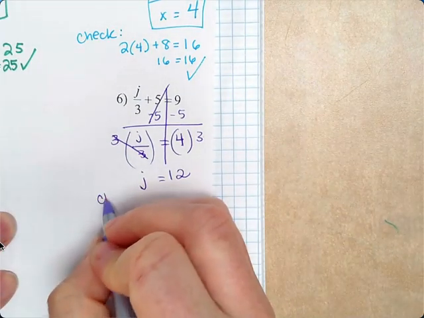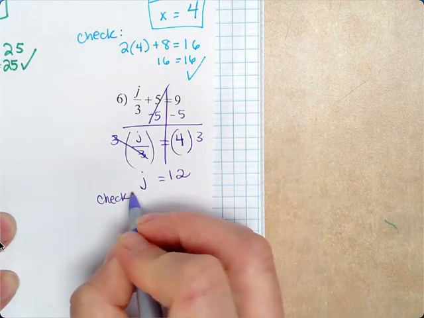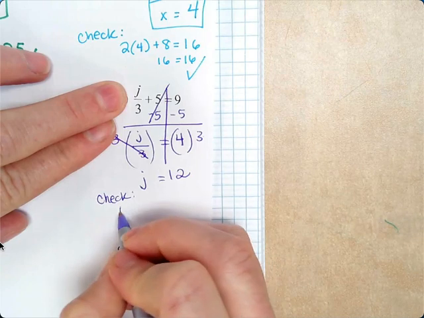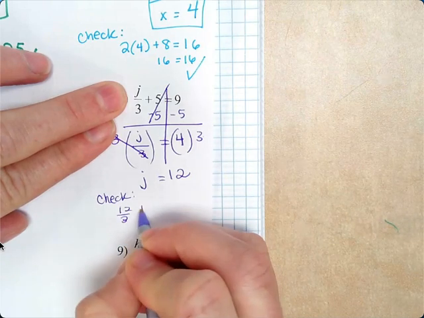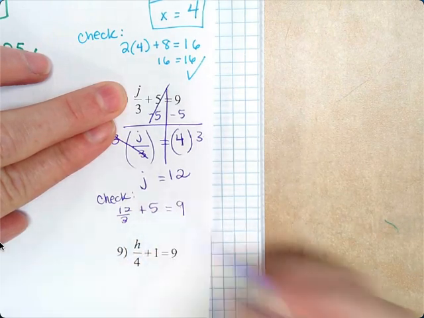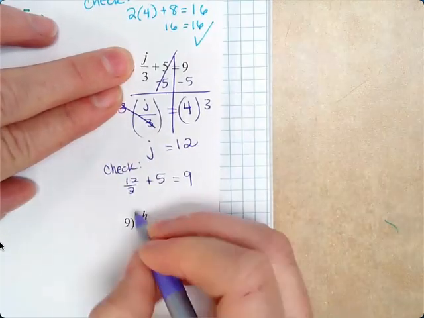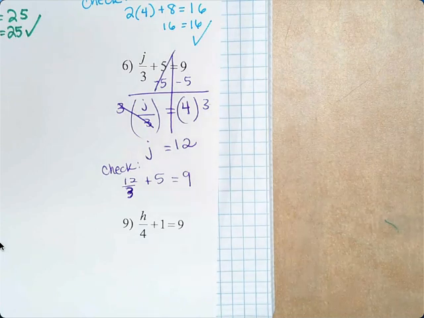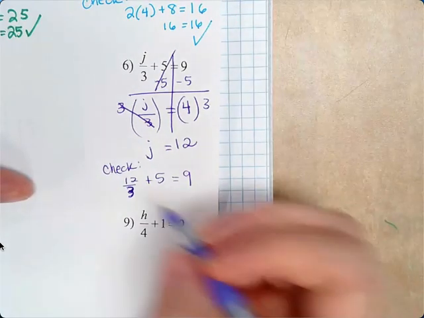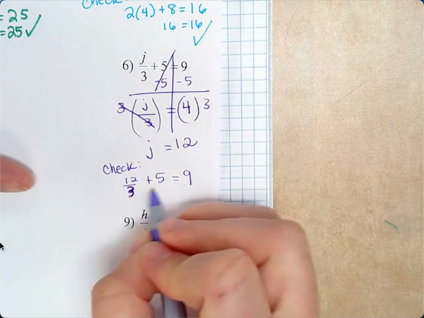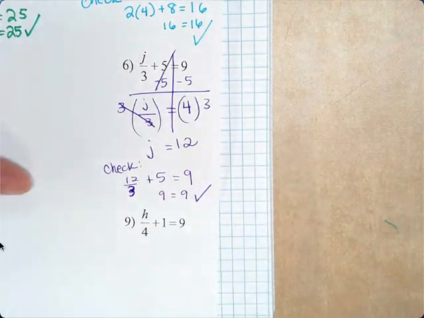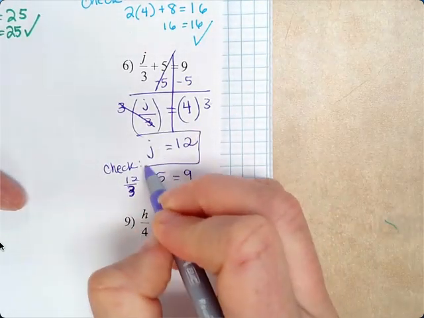Okay, so let's check our work. So instead of writing J, I'm going to write 12 over 3 plus 5 equals 9. So 12 over 3 means 12 divided by 3, which is 4. 4 plus 5 is 9. So we can check it off. We can put a box around our answer.